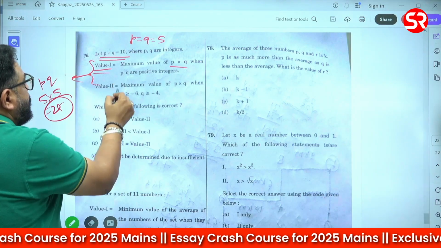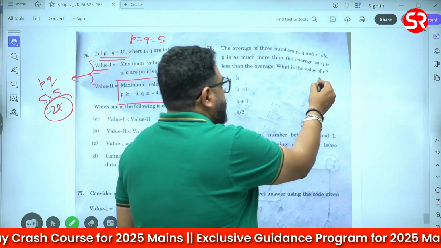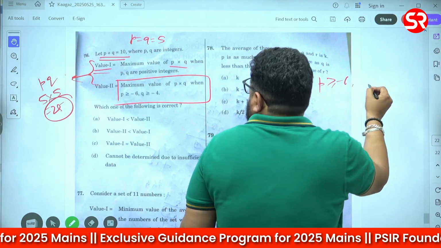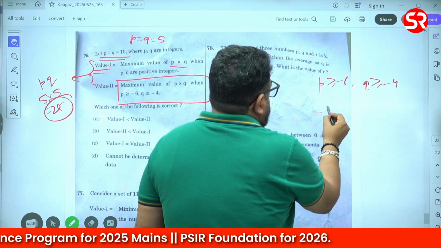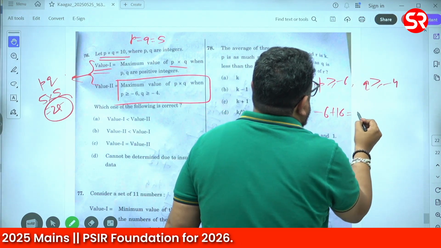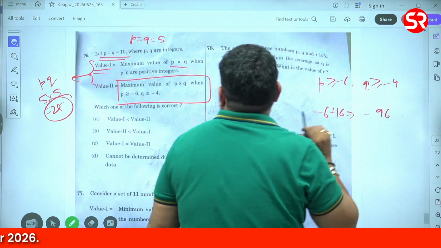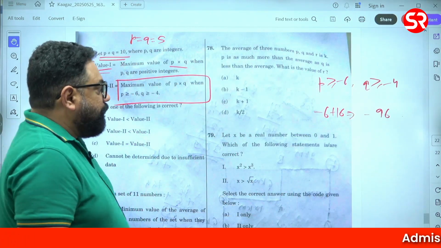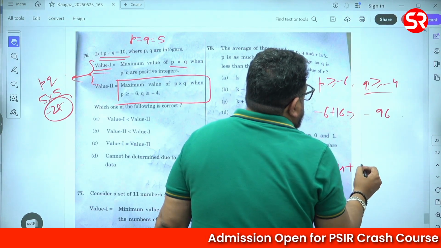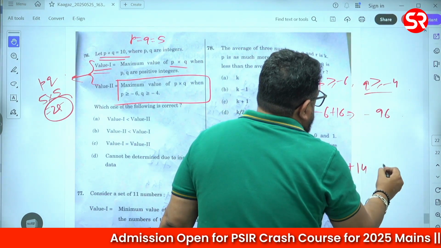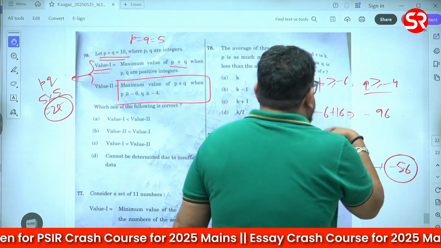Second, the maximum value of P cross Q when P is greater than or equal to minus 6 and Q is greater than or equal to minus 4. Guys, if you take P as minus 6, Q would be 16, so the product would be minus 96. And if you take Q is equal to minus 4, your P would be 14, and this would give you minus 56. But what would be the maximum?